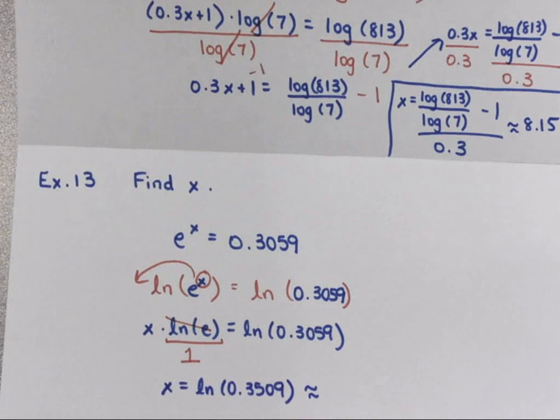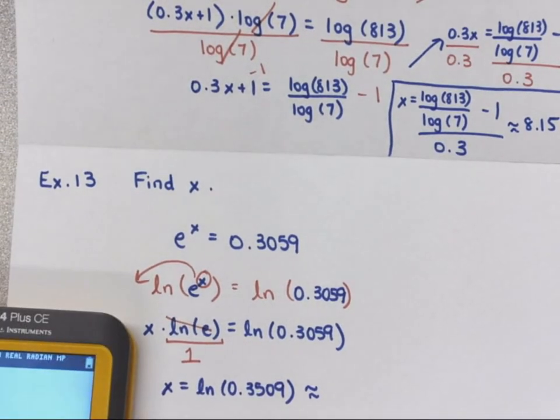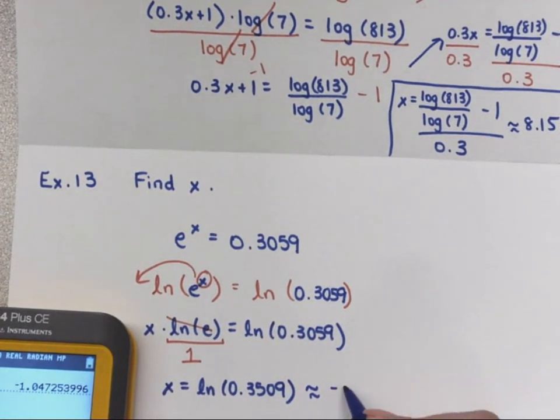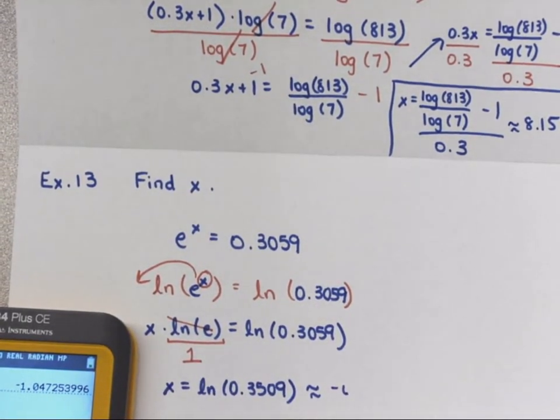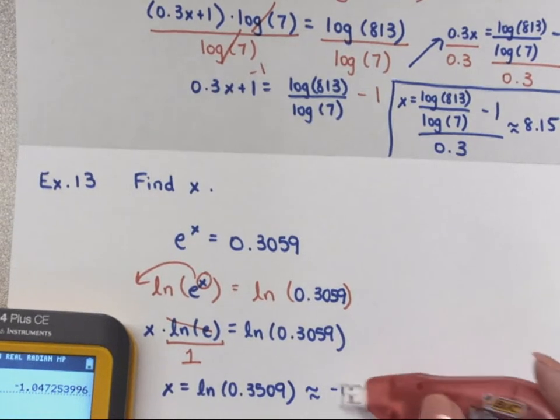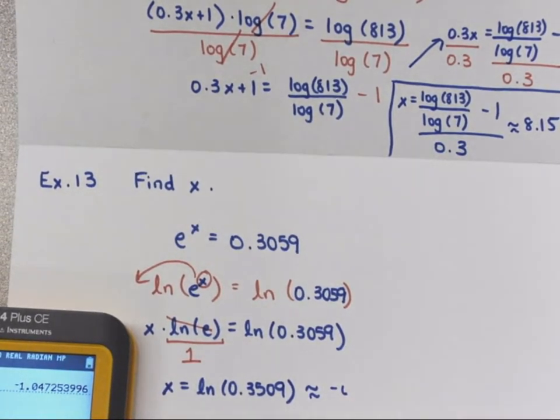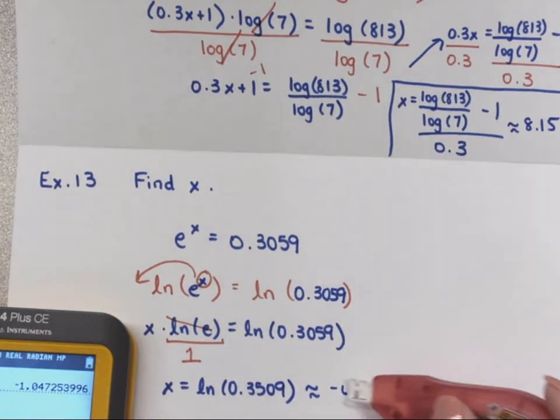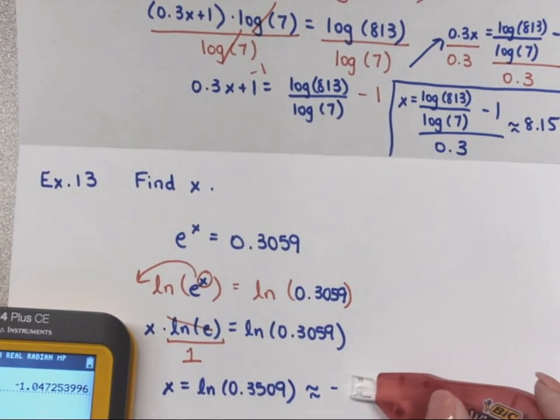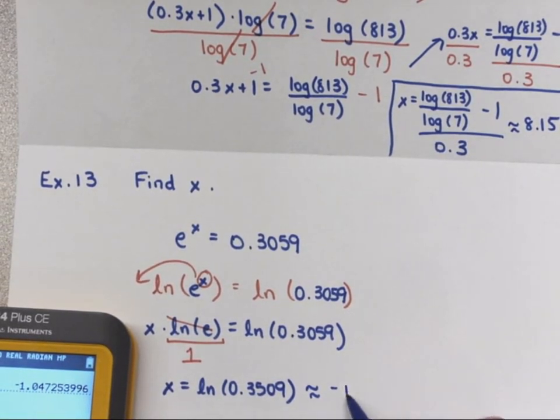And then we could just use our calculator to determine what that is, right? So we would do the natural log of 0.3509, and that gives us about negative 1.04 or 1.05. Make sure you round it. I don't think my math lab is going to ask you. Most of the time it asks you for the exact answers, but if it does ask you for the rounded answers, make sure you pay attention to how it tells you to round it.